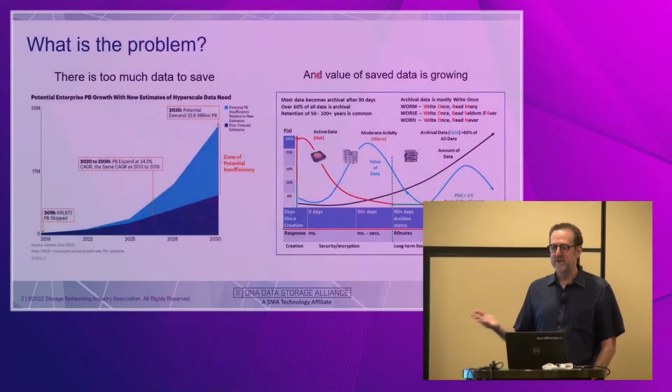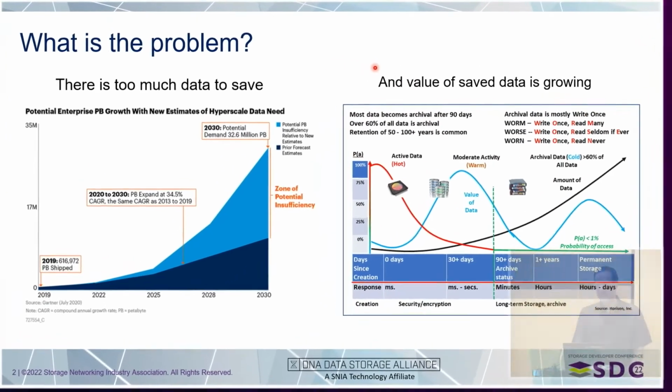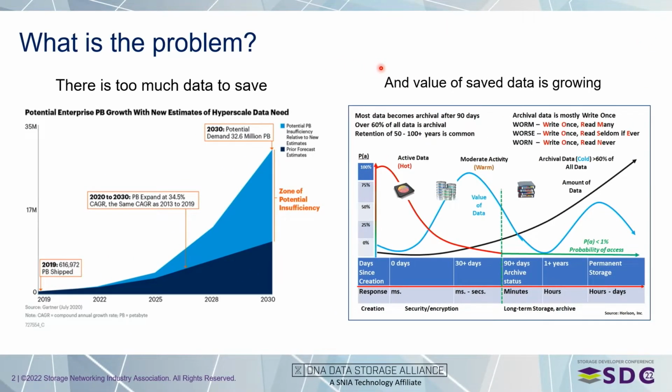So the problem we're here to talk about in the track is fairly straightforward. There's too much data that people are digitizing to save it cost effectively, and we need new mechanisms for archival storage at high volumes, potentially zettabyte scale. And simultaneously, the value of saved data is growing.